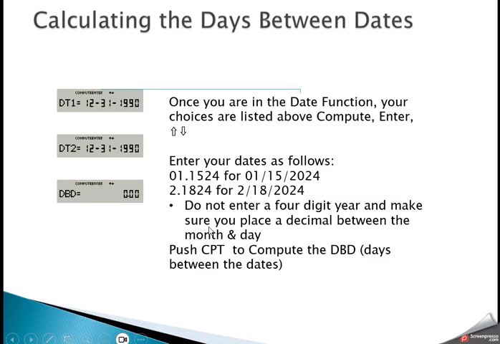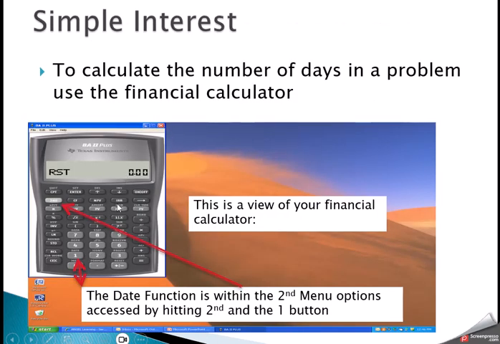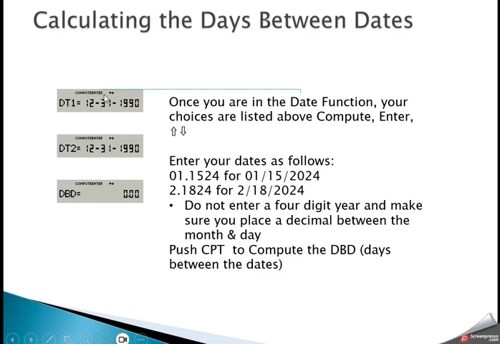When you go into that date function, these are the different fields. When you're moving around in that calculator, you're going to use the arrow keys. If I flip back to the calculator, up here at the very top row, you have arrow up, arrow down, enter, and compute. Those are the keys that you use in there. You'll have date 1, date 2, and then your days between your dates.